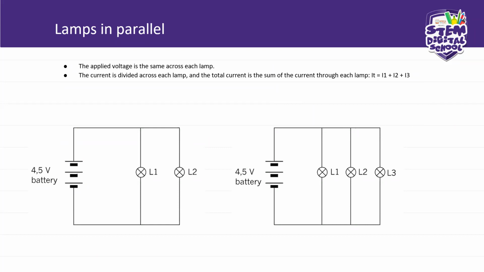Parallel connections. Let us look at lamps in parallel. We did look at the power source in parallel, but now let us look at lamps in parallel. The applied voltage is the same across each lamp. They don't share the current. The current is divided across each lamp, and the total current is the sum of the current through each lamp. Okay?